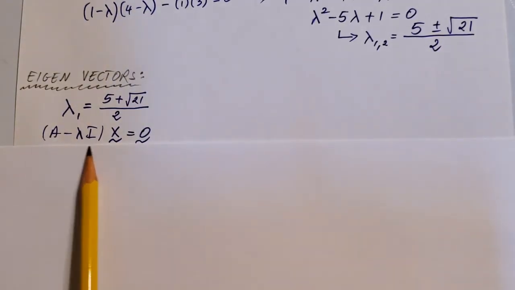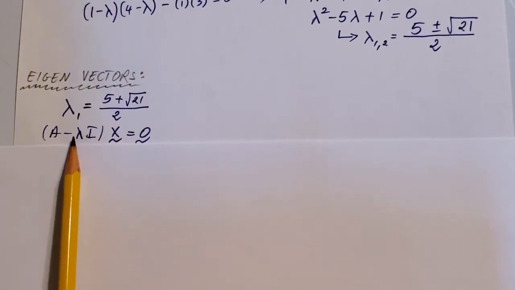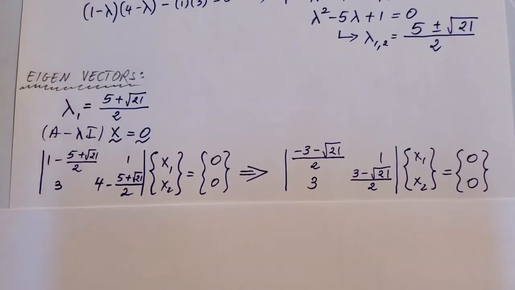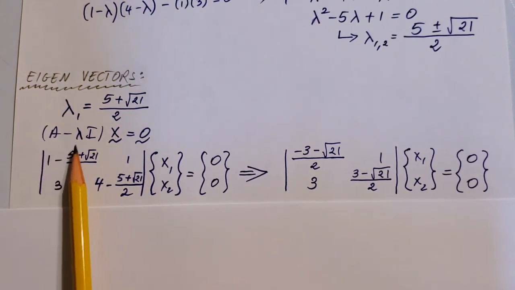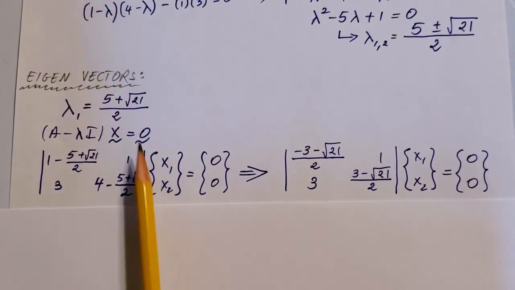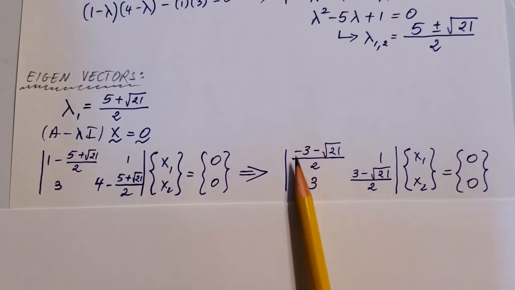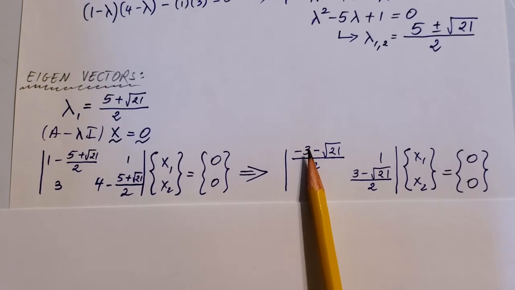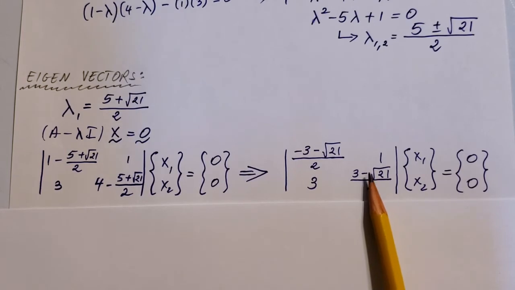Here's the equation that we need to solve in order to find our eigenvector. This lambda 1 will be plugged in right here. There it is, filled in: my matrix A minus lambda on the diagonal, right? This is my x vector, x1 and x2, equals the 0 vector right here. Clean these two up. Right here we can see negative 3 minus square root 21 over 2. 1 stays unchanged, 3 stays unchanged. And here 3 minus square root 21 over 2.